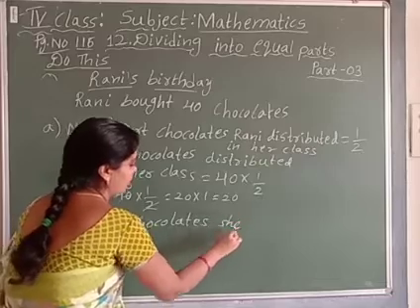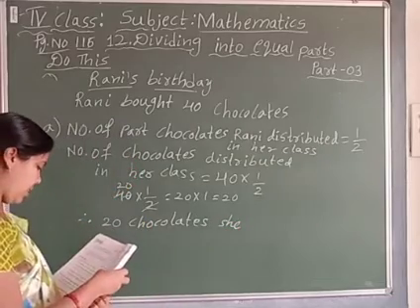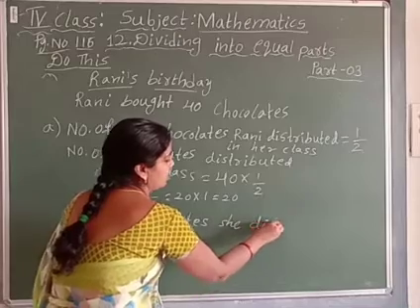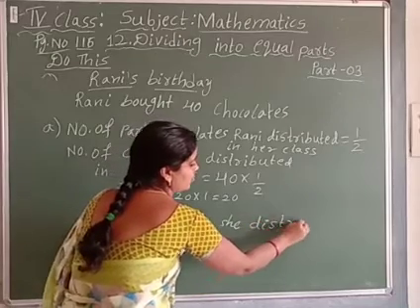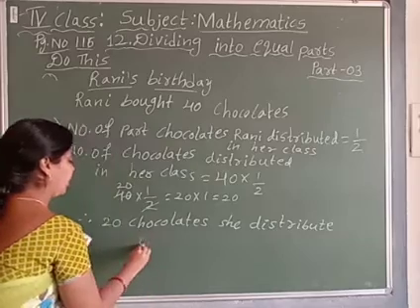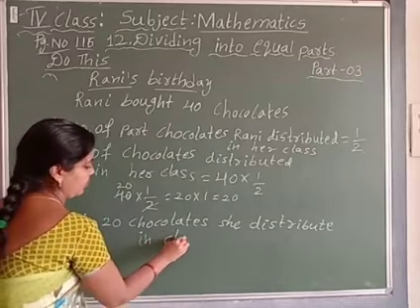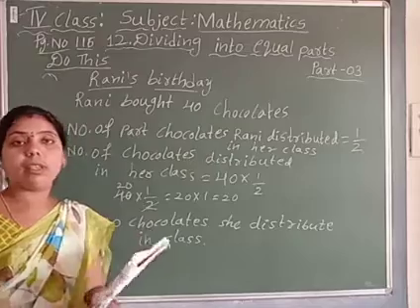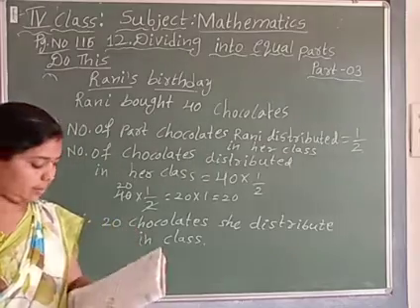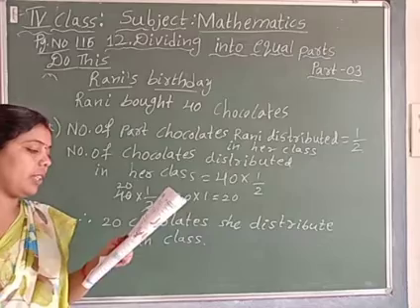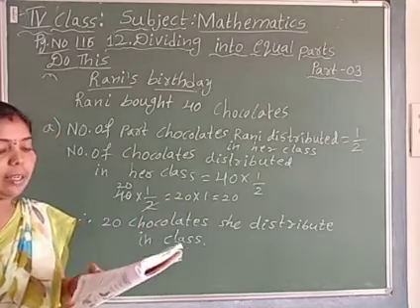She distributed in class. So she will distribute 20 chocolates in class. So next, she distributed 1/4 part of the chocolates to her teacher.